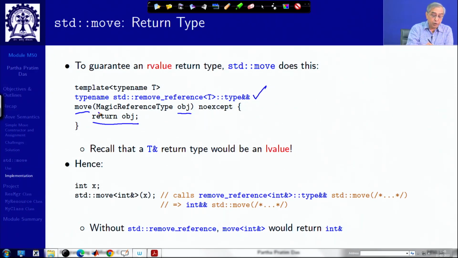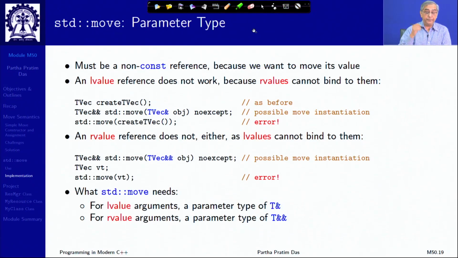The question is, what is it that I write here, right? And we will see how that impacts the final thing. So, we have addressed the return type of std::move. What will be the parameter type? What are the things that we know? That it must be a non-constant reference, because we want to move its value, right. So, that is clear that it has to be non-constant. First point is obvious.